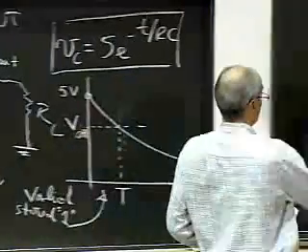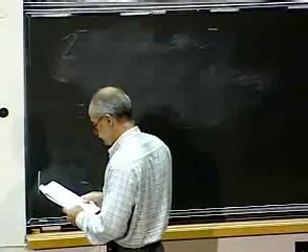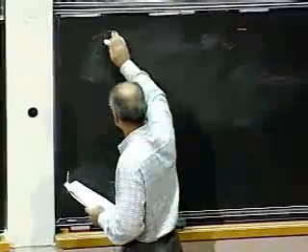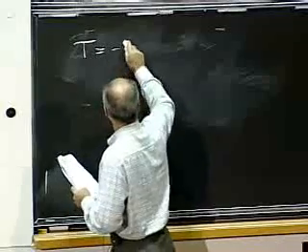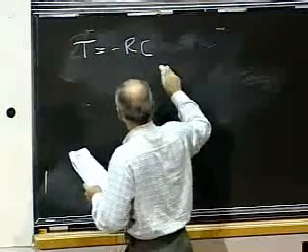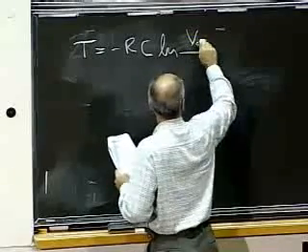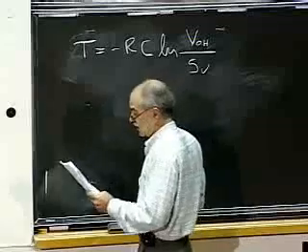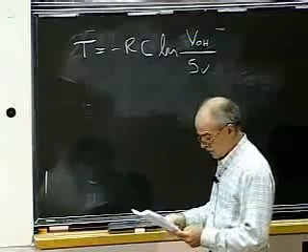In fact, we can calculate, we can solve for T in this particular case. It's in your notes. Nothing really very profound. T is equal to minus RC log VOH over 5 volts. Okay, so this is basically what the response is going to be.